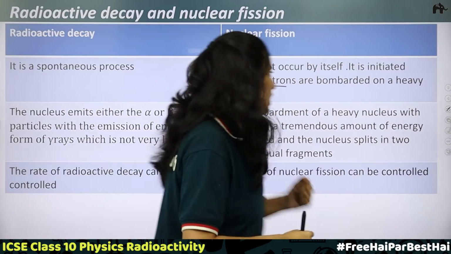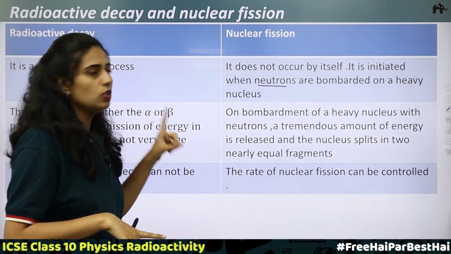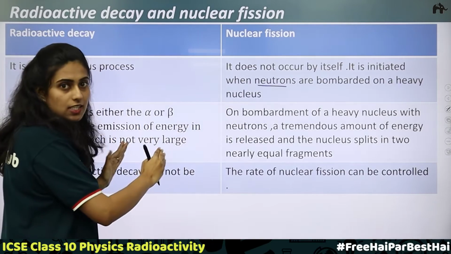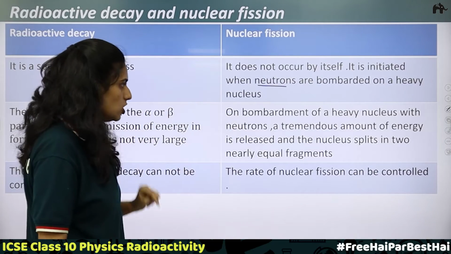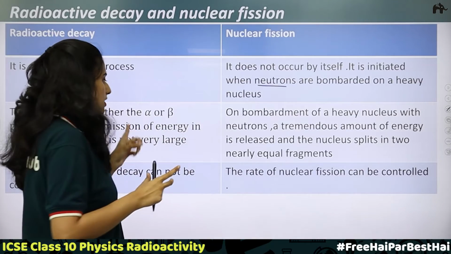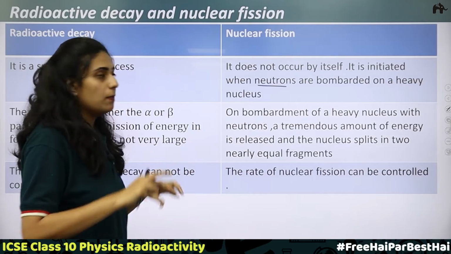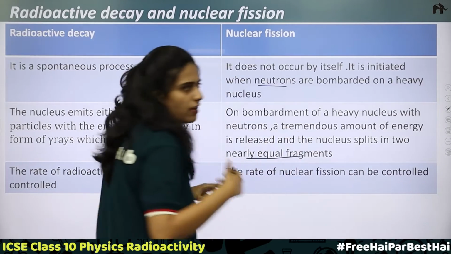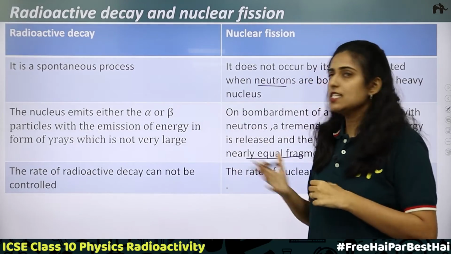Now what about the nuclear fission? On bombardment of a heavy nucleus with neutron, a tremendous amount of energy is released. So during radioactive decay, the energy released is lower compared to the energy that is released in the case of nuclear fission reaction. And the nucleus here splits into two. Here, is there a splitting happening? No, right? So here there is a splitting happening. Nucleus splits into two to form nearly equal fragments. That is, the products formed will almost be having the same mass.